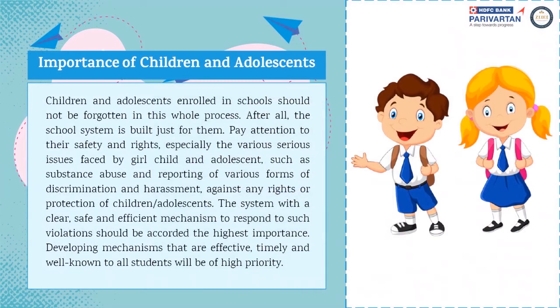And under NEP 2020, importance will be given to both children and adolescents. Children and adolescents enrolled in schools should not be forgotten in the whole process. Attention will also be paid to their safety and rights, especially the various serious issues faced by girl children and adolescents, such as substance abuse and reporting of various forms of discrimination and harassment against any rights of protection of children and adolescents. The system, with a clear, safe, and efficient mechanism to respond to such violations, should be accorded the highest importance.